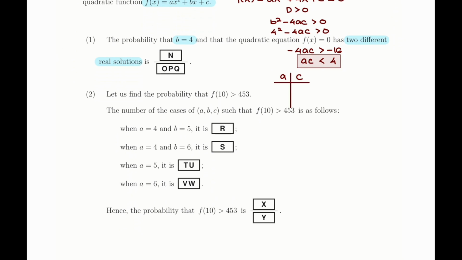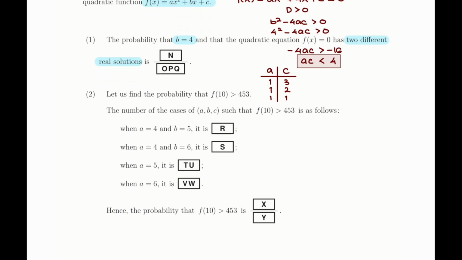The first possibility is A equals 1 and then C equals 3. 1 times 3 is less than 4. And then A is 1 and C is 2. 1 times 2 is also less than 4. A is 1, C is 1. 1 times 1 is less than 4.